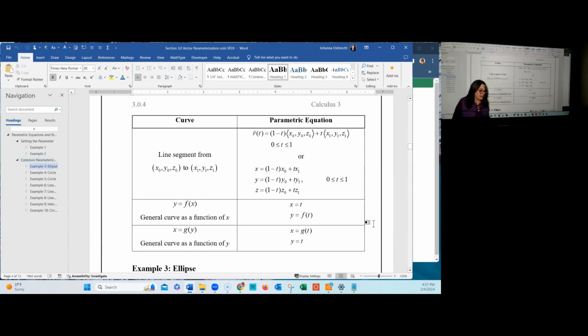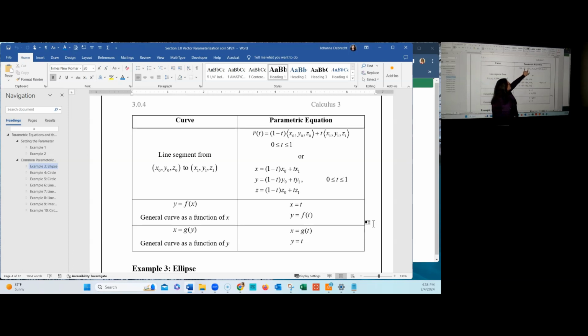Let's now look at some other common parameterizations. In the first line, we have a line segment, which we've already done before. This is how to parameterize the line segment moving from the point x naught, y naught, z naught to the point x1, y1, z1. If you wanted to go in the reverse direction, you would need to reverse the components. So this goes from the first point to the second point.